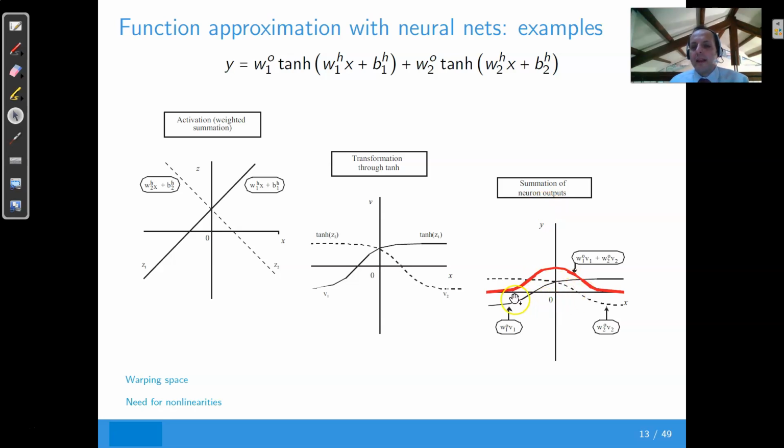As you can see here, the output is given by the function in red, which is obtained as a composition of the two outputs of the two neurons. So this is an example of the approximation function of this neural network.